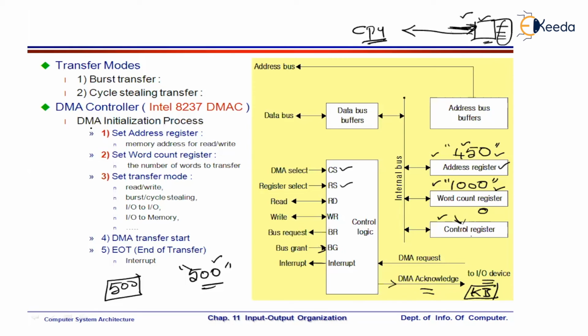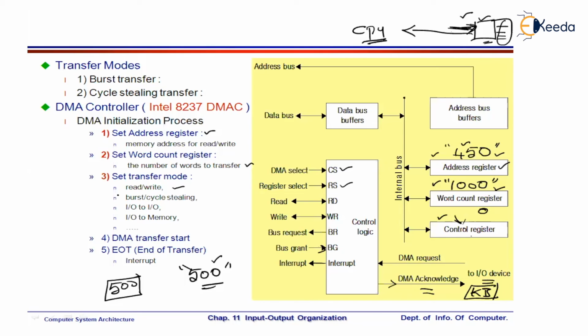Okay, so initially the DMA initialization process is: it is going to set the address register, the memory address for read and write, set the word count register, the number of words that are needed to be transferred, and set the transfer mode, either read or write.